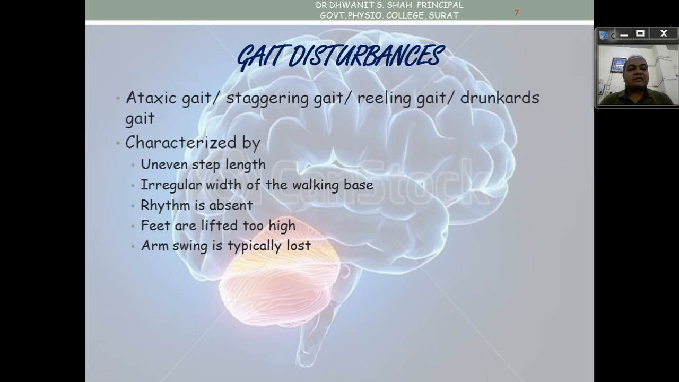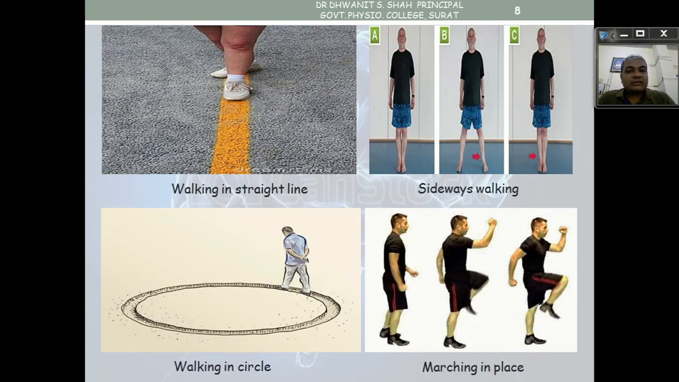Okay, arm swing is typically lost. They don't move the arm while they walk. Okay, so they feel very incoordinated. So these are the disturbances. These are the features, characterizations of the ataxic gait. Step length, irregular width, rhythm is lost, feet are lifted so high to clear the ground, and arm swing is lost. Okay, you can see how to check whether it is an ataxic gait or not.